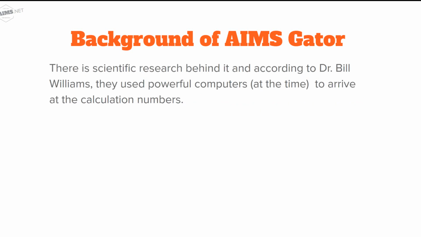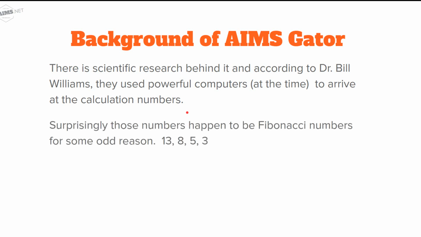There is scientific research behind it, and according to Dr. Bill Williams, they used powerful computers at the time to arrive at the calculation numbers. Surprisingly, those numbers happen to be Fibonacci numbers: 13, 8, 5, and 3, as you will learn later on in the tutorial. So what he was looking for is, if you go through the AIMS box video, you will find more about the fractals and stuff. And if you read the book, they wanted to find out the fractal of the market. So they ran that data through the computers, and the computer came up with numbers that they can use to create an indicator which would allow you to see the fractals of the market.